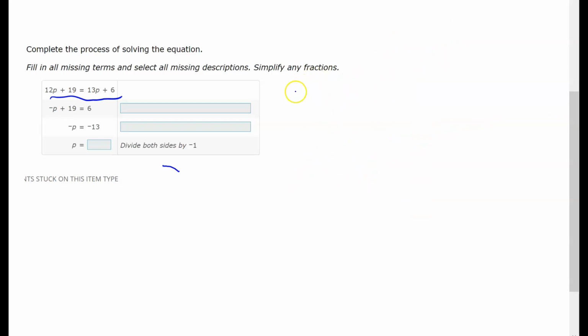All right, so when we write it, I'm going to write it out. So 12p plus 19 equals 13p plus 6. So we want to get all the p's on one side of the equation. That means the other one, this thing, we want to get on the other side. So we want to get p equals and then a number over here.